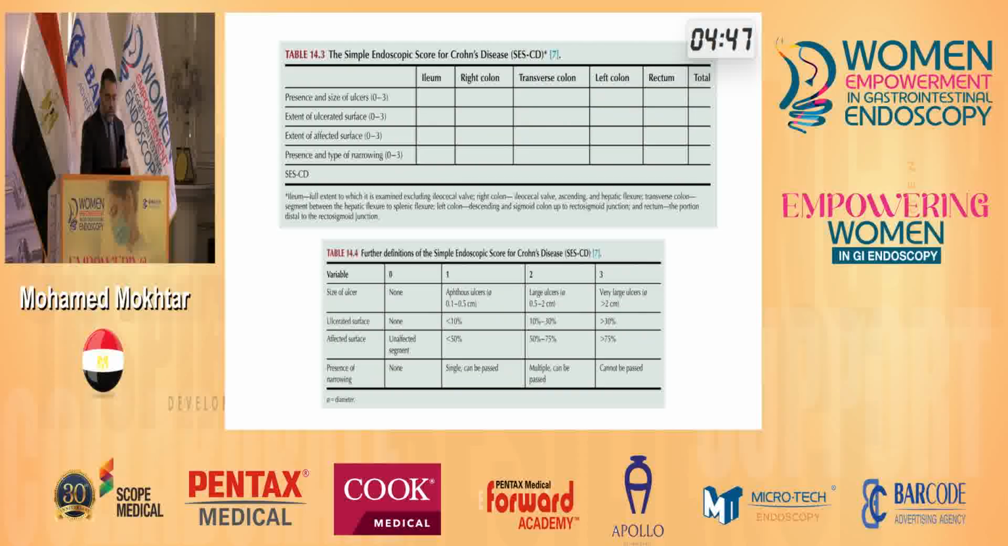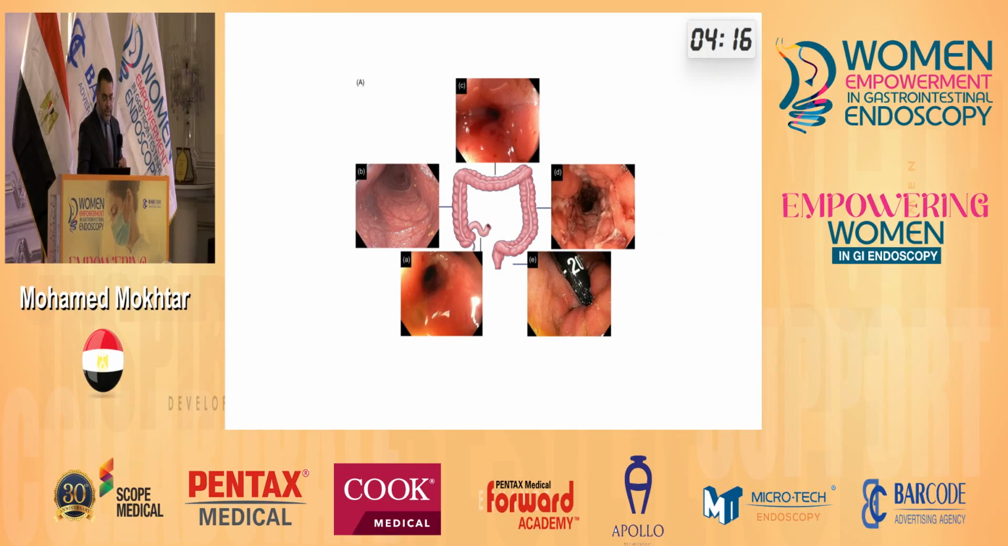What about the simple endoscopic scoring system? In the simple scoring system we also have 5 segments of the colon. The presence of ulcers scores 0 to 3. The extent of the ulcerated surface, 0 to 3. The affected surface, 0 to 3. The presence of narrowing, 0 to 3. So it is simple and much easier to apply. The scores of each affected segment are summed to give the total Simple Endoscopic Score for Crohn's disease.